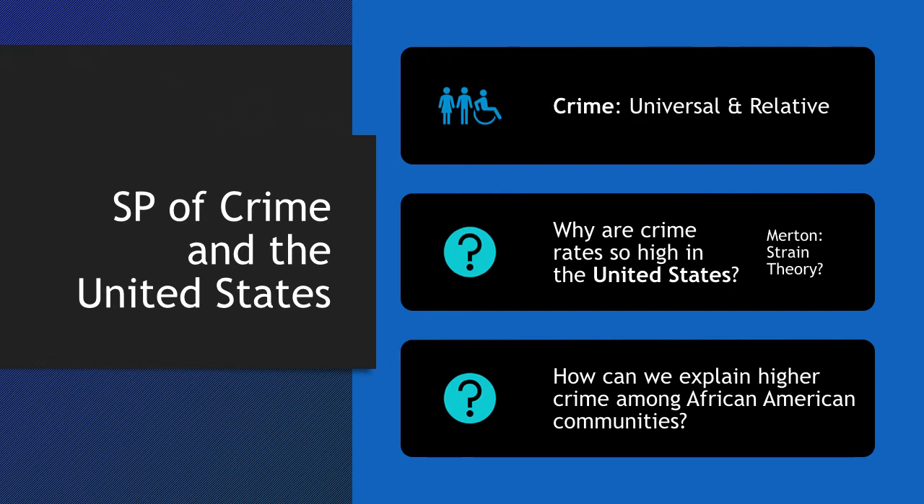So some of the key issues around crime in the United States are that more than any other developed country, the US has higher crime rates. And how do we explain why there is more crime in the United States? Here we might look at Merton's strain theory. Another persistent issue is that there does seem to be higher crime rates in African American communities. We'll get to this more in later videos when we look at race and crime. But it is important to stop and think for a moment about the difference between actual crime and reported rates of crime.